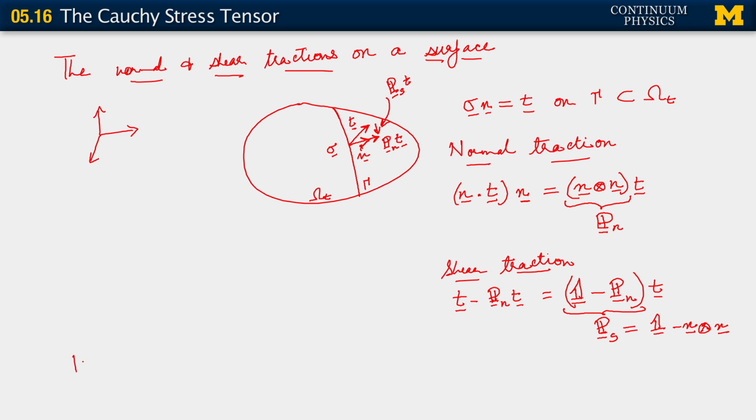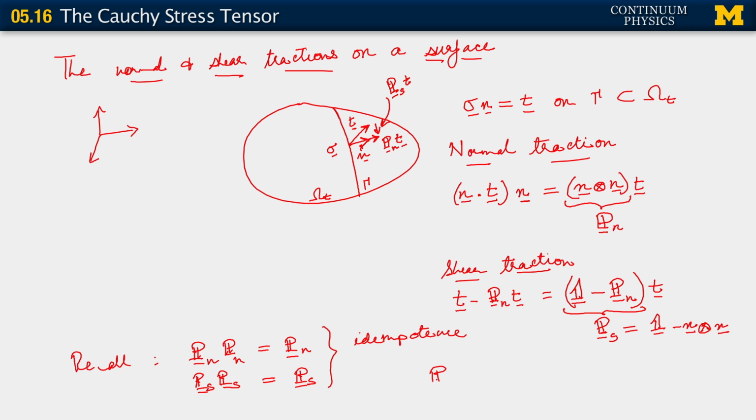Recall these results. Pn acting on Pn equals Pn. PS acting on PS is also PS. These properties, taken together or even separately, mean that each of these projection tensors has the property of idempotence. And then we also have this condition that Pn PS equals the zero tensor. So those two projections are essentially orthogonal projections. So this is orthogonal.